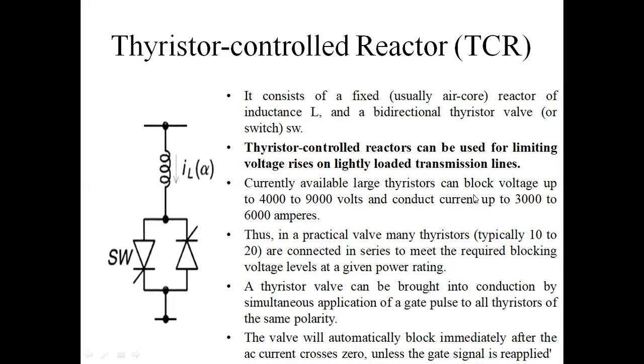Currently available large thyristors can block up to 4,000 to 9,000 volts each. This thyristor blocking voltage range, 4,000 to 9,000 volts, is now available in the market. Next, the current rating of a thyristor is 3,000 to 6,000 amperes. This third point relates to the voltage capacity and current capacity of thyristors: 4,000 to 9,000 volts, and the current limit is 3,000 to 6,000 amperes.